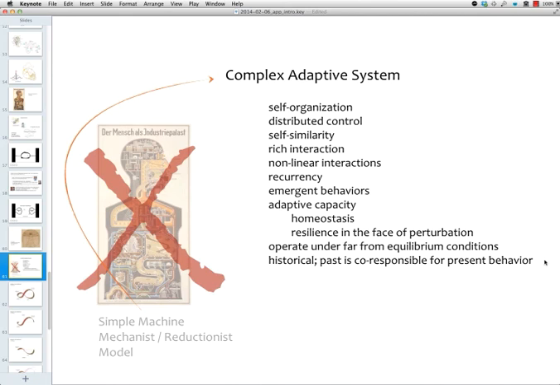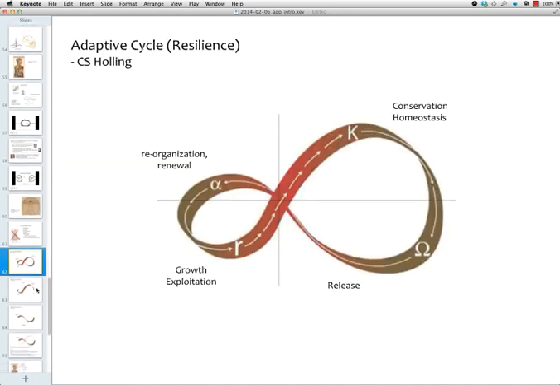Its past is co-responsible for its present behavior. We are not a simple machine. Conventional medical science still views the body as a simple machine and takes a mechanistic reductionist approach. We need to start viewing the body as a complex system. We're going to take a look at the properties of complex adaptive systems and how this informs our ability to understand how the body works.